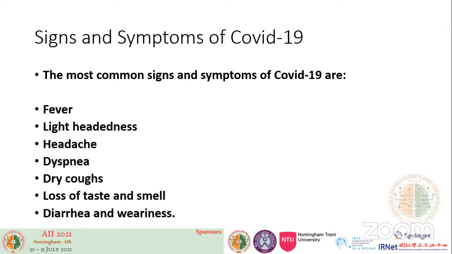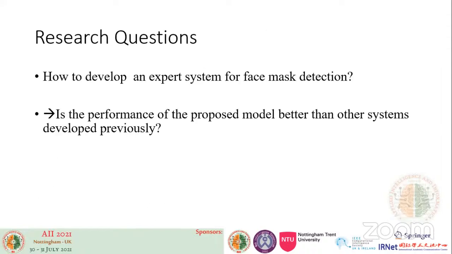The most common signs and symptoms of COVID-19 are fever, lightheadedness, headache, dyspnea, dry cough, loss of taste and smell, and lastly, diarrhea and nausea have also been mentioned on a few occasions. So the questions are how to develop an expert system for face mask detection and monitoring social distancing, and is the performance of the proposed model better than other systems developed previously?